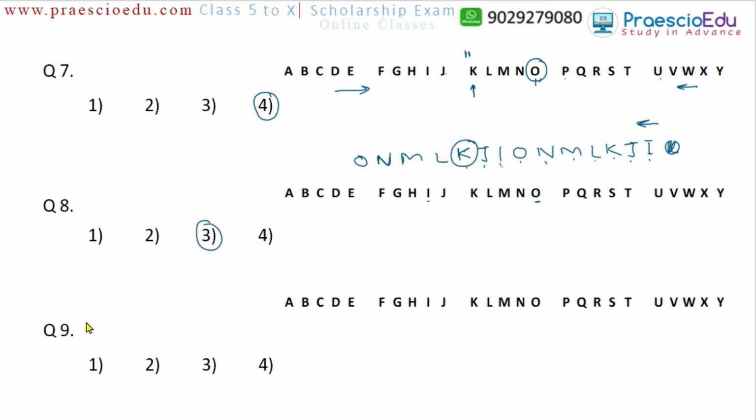Now question number 9. Which word is formed from the letter at the 10th place from the right side and the 21st place from the left? From the right side 10th is P, and 21st place from the left: here the 10, then 20, 21st means U comes from the left end of the alphabet. So this one comes PU, or we can say UP. Yes, the meaningful word is UP, and this is mentioned in option number 2.